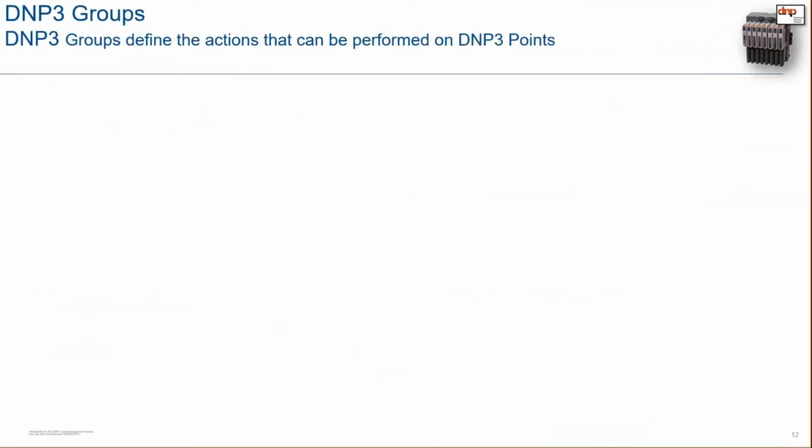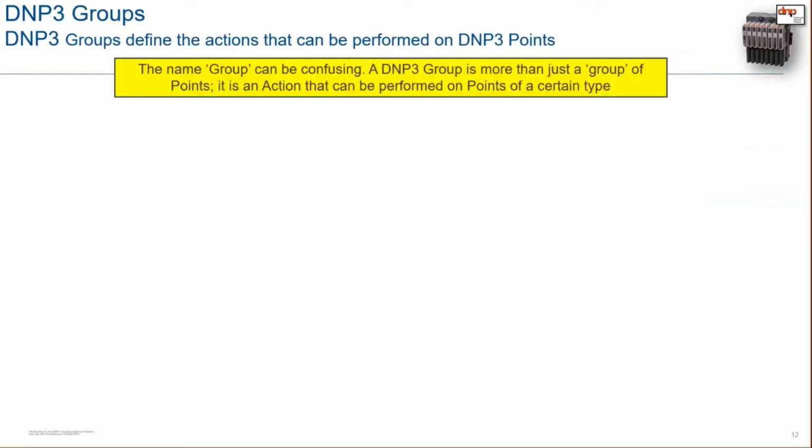One thing we haven't talked about is how you determine which action. I just mentioned there that you could request the static data or you could request the event data. DNP3 groups are how you define those actions. And this is confusing. The yellow box, pay attention to it. The name group is more than just a group of points. In fact, it's an action that can be performed on points of a certain type.